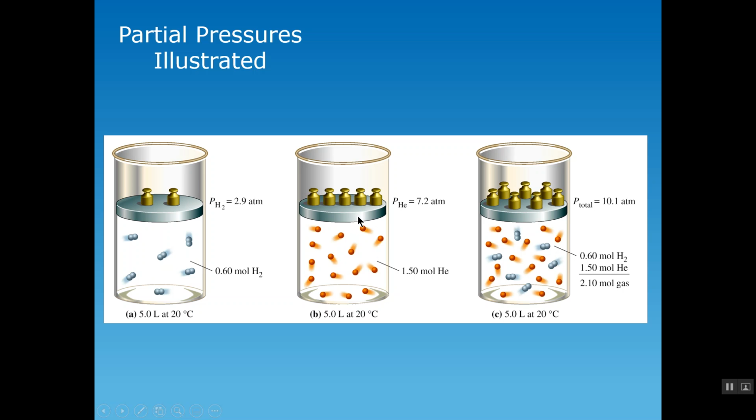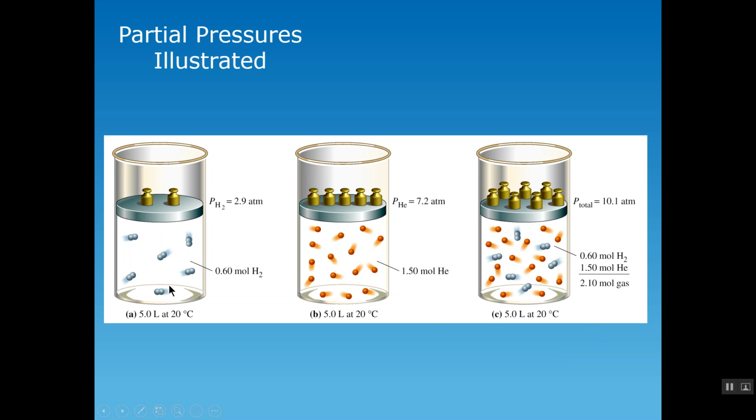So that's basically what Dalton's law is saying, right? That the total pressure of the gaseous mixture will be equal to the sum of the individual partial pressures of the gases that make up the mixture. And here we see the number of moles being added up as well, right?